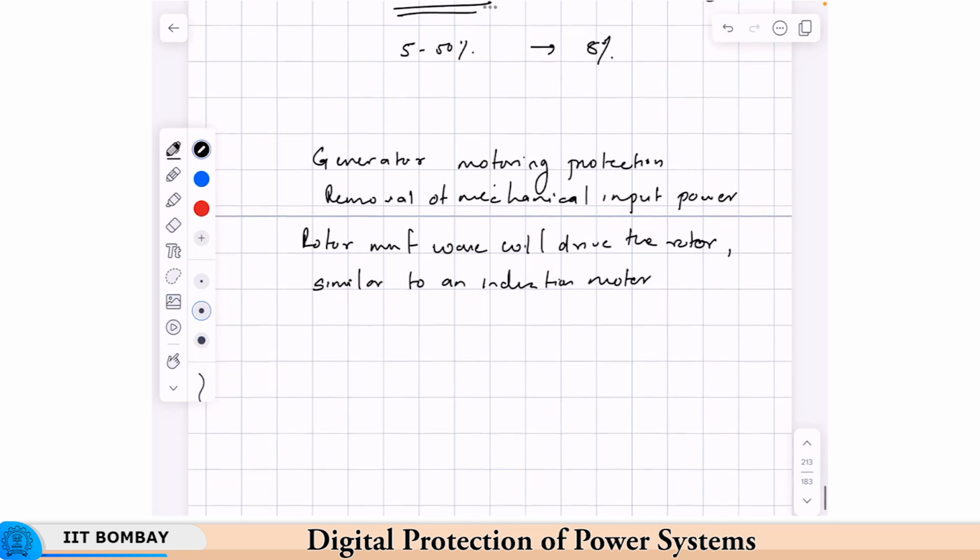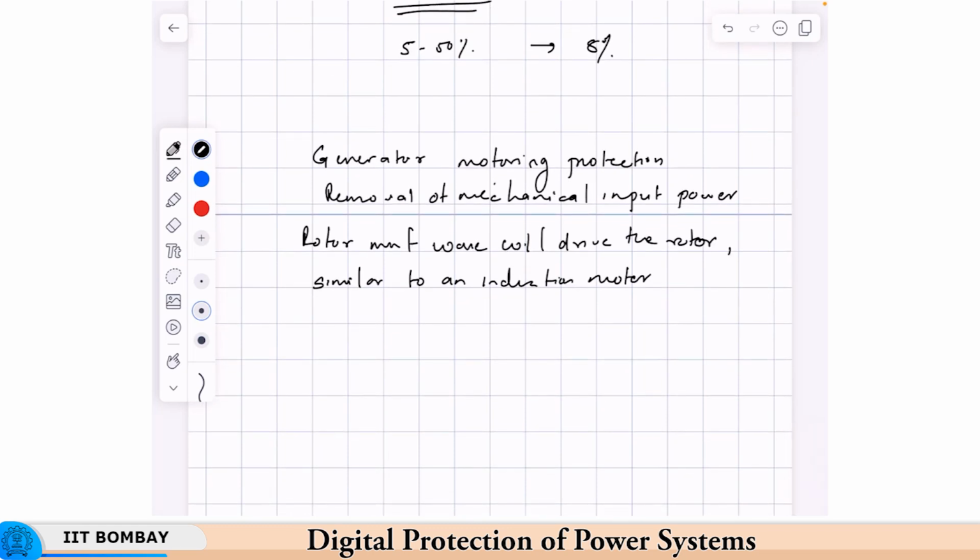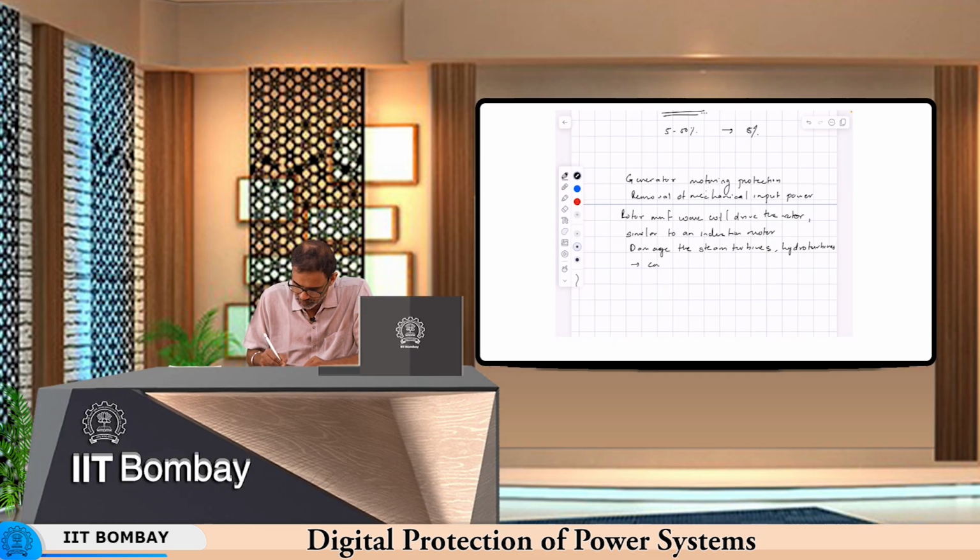Now, why is this harmful? It can damage the steam turbines, because if it is motoring, then the turbine is not designed to operate in the reverse direction. And for hydro turbines also, it can lead to cavitation, which could also damage the turbine. So, you need to protect against this kind of operation. This is done by providing reverse power relays.